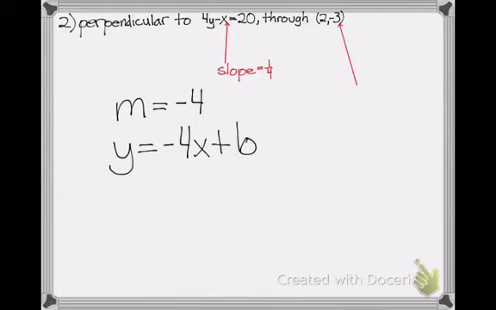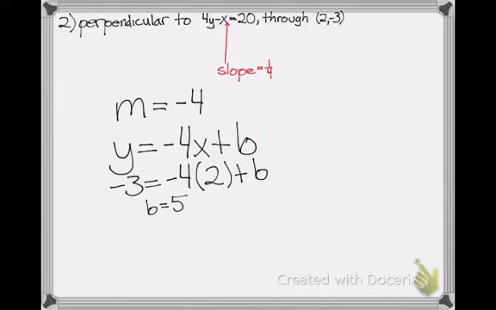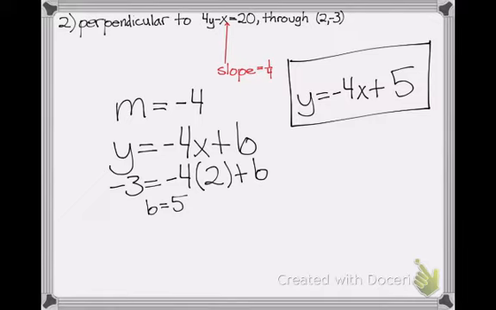And once again, we're going to use this point, 2 for x, -3 for y, to plug into this equation to solve for b. Once you do that, you should find that the y coordinate of the y-intercept is b equals 5 in this case. So we take that y-intercept, we plug it back into this equation, and what we end up with for the final answer is y equals -4x plus 5.